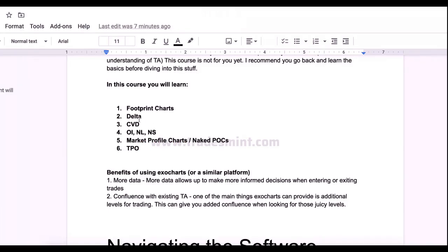We're going to be going over delta. We're going to be going over CVD, cumulative volume delta. We're going to be going over open interest, net longs, net shorts. We're going to be talking about market profile charts, naked point of controls, and we're going to be going into TPO as well, time price opportunity. So we're going to expound greatly on each one of these topics and teach you how you can incorporate the data that you will be able to get from these charts into your trading, and hopefully at this point you already have a strategy that is working for you. This is simply going to enhance and or build upon what you already know.